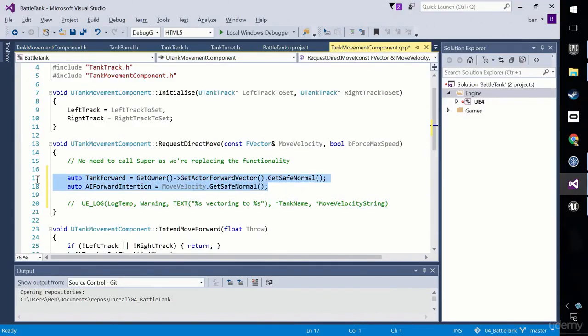So we've got these two things. We've got the direction the tank's currently facing, and we've got the direction the AI would like the tank to be heading in. And tanks generally drive forward, they don't drive sideways. So our job is to try and come up with a movement scheme that means that the tank goes forward at an appropriate speed, depending on the difference between where the AI wants it to be facing and where it is facing. So what do we need?